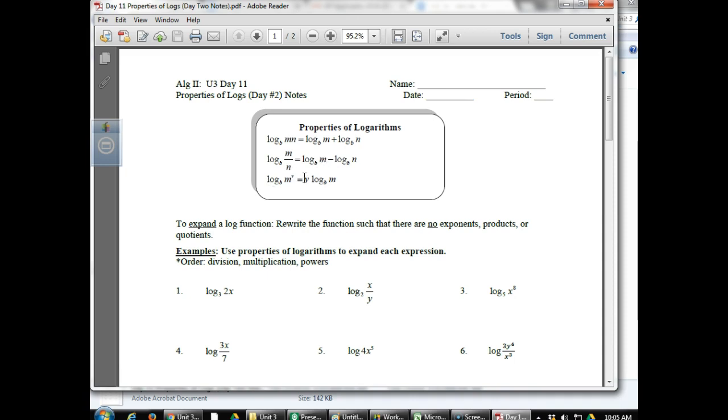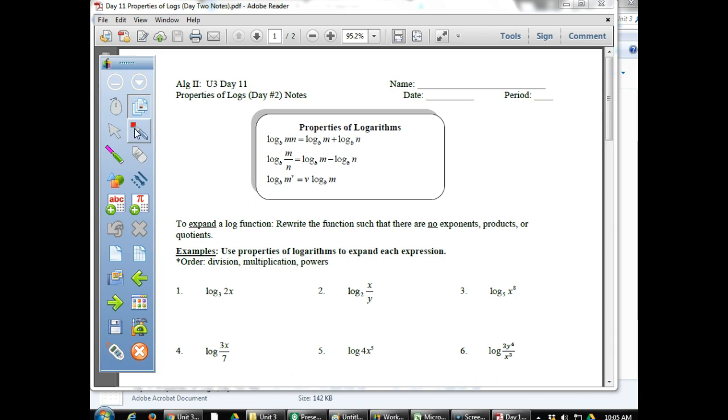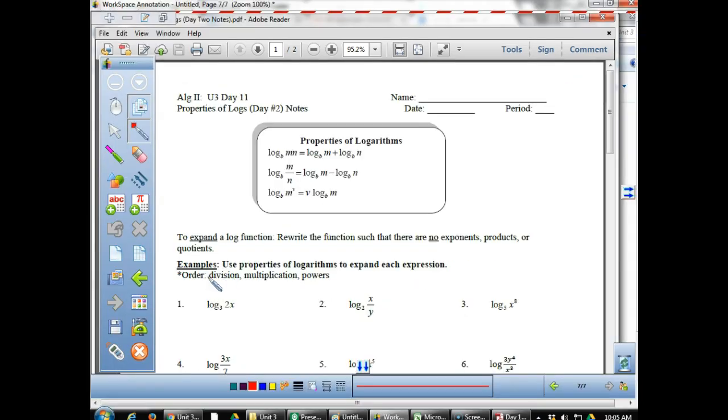And then the final property is dealing with a power. The power of V here can come out front. So I'm going to demonstrate all this for you in this video. I'm going to go pretty quickly, but if you need to, by all means, pause it and rework the problem, make sure you understand it. Okay, there is an order of operations, and it's different when you are expanding versus condensing. So we'll do some condensing in just a second.